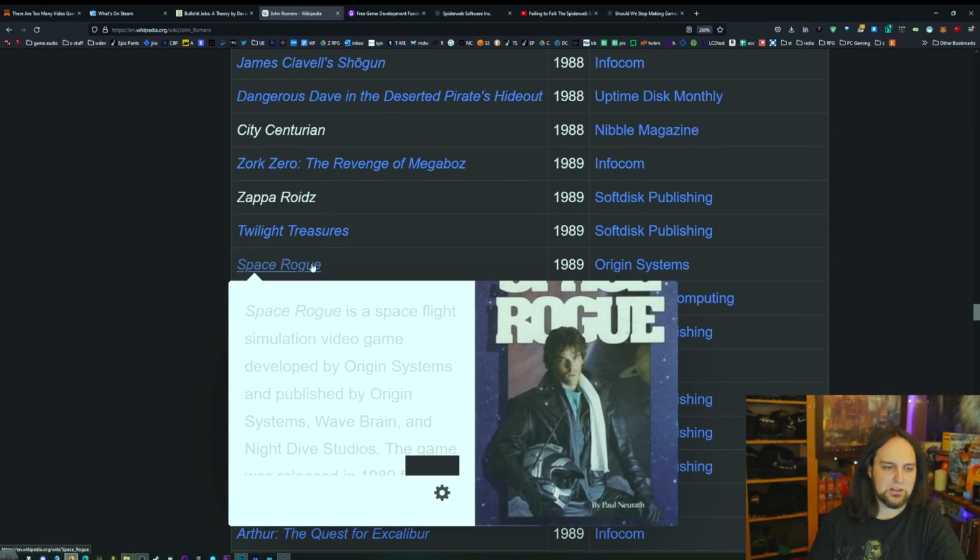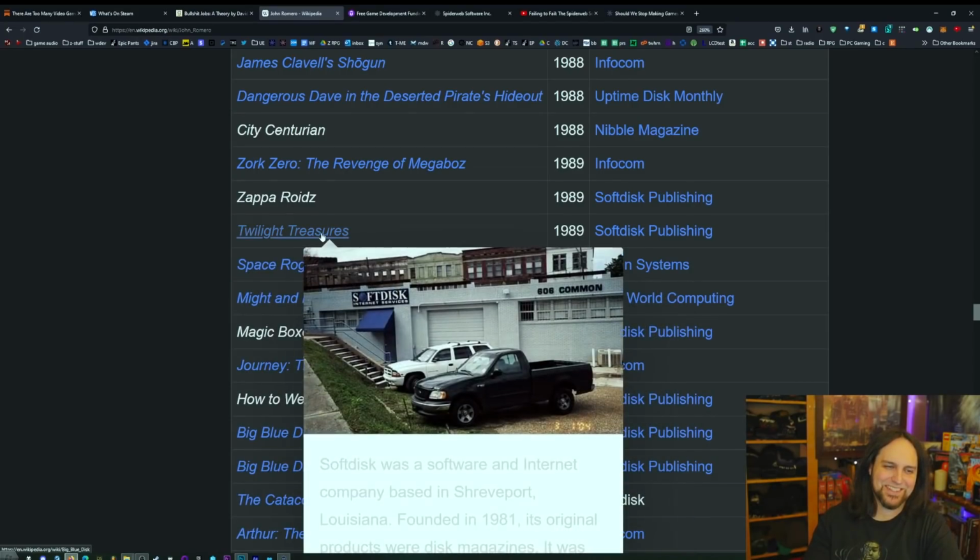I wonder how this one's rated. Look at that box art. Okay, that's some box art right there. This guy, this tough leather jacket. Look at him. Twilight. What is this? Twilight Treasure. Okay, here's the box art. It's this truck.